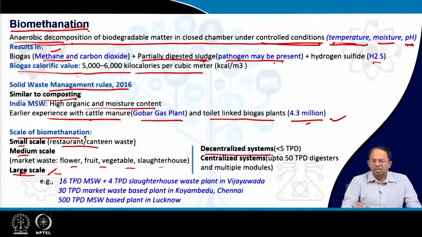So there are decentralized systems. Usually for a medium scale, we have a decentralized system where the amount of waste is less than 5 tons per day.